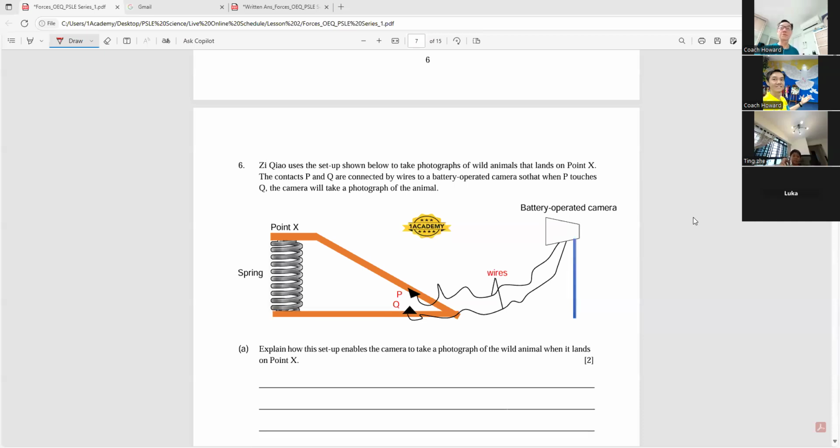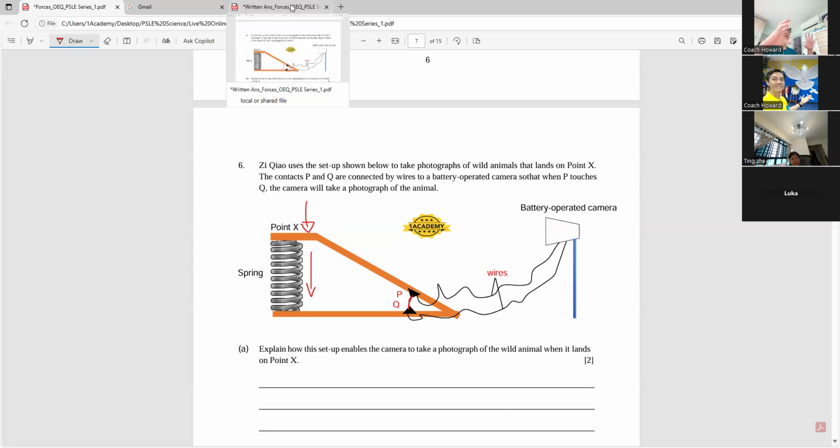Okay, let's look at this question. This is a device to take photographs of wild animals if they land on point X. So if there's a weight here, it will cause the spring to compress. As the spring compresses, these two contacts will touch each other and will form a closed circuit, and will turn on the battery-operated camera to snap shots of the animals there. So you're supposed to explain how this setup takes photographs of wild animals when they land on point X.